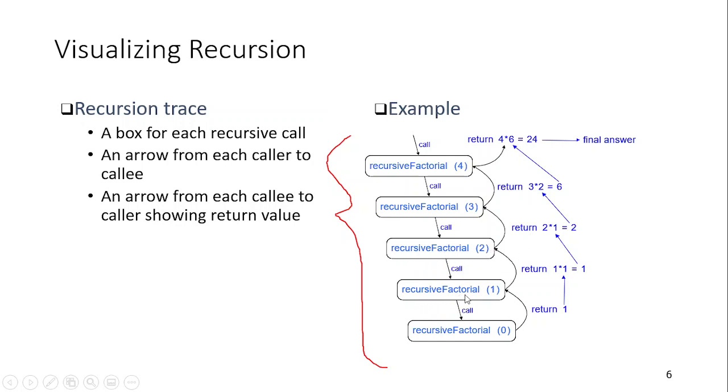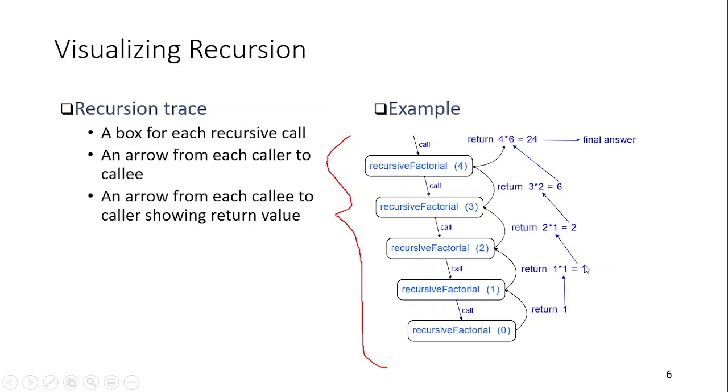Factorial of 1 is 1 multiplied by the factorial of 0. Factorial of 0 is 1. Its value is known. So once the value of factorial of 0 is known, you can find out the factorial of 1, which is 1 multiplied by factorial of 0. So you get the value for the factorial of 1.